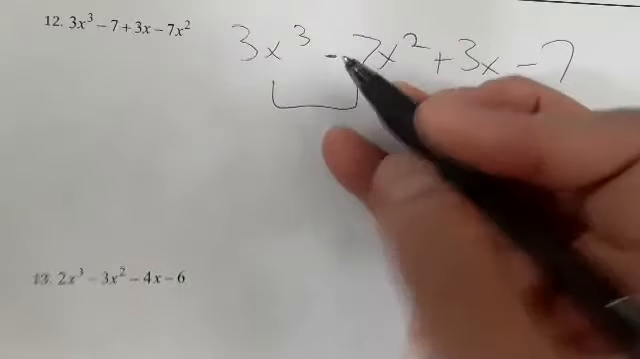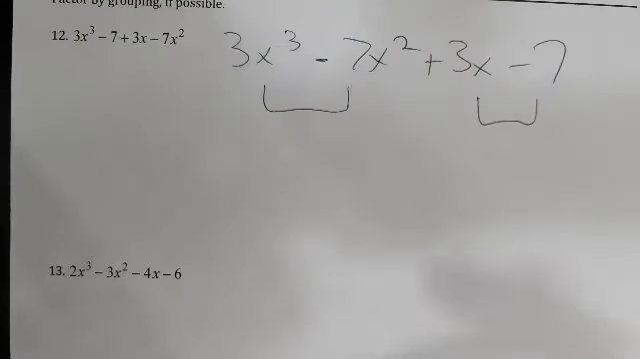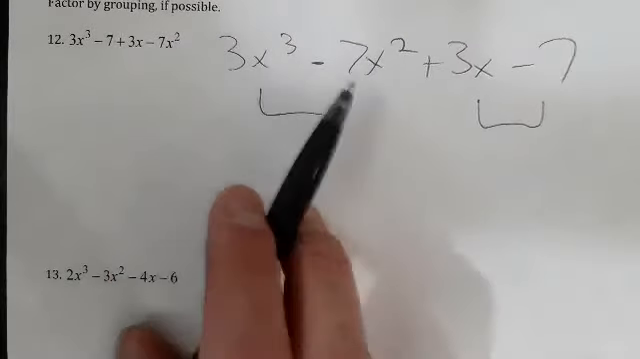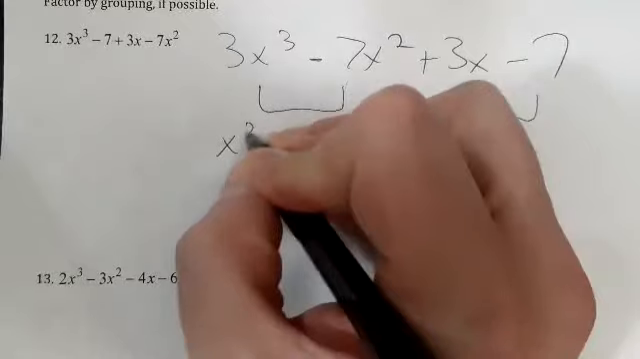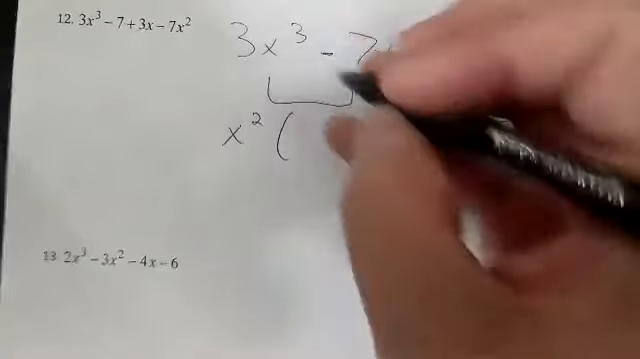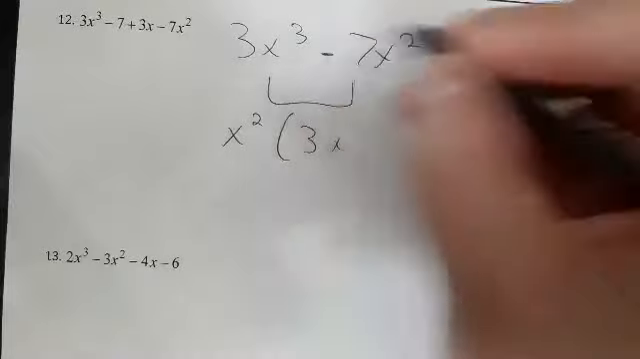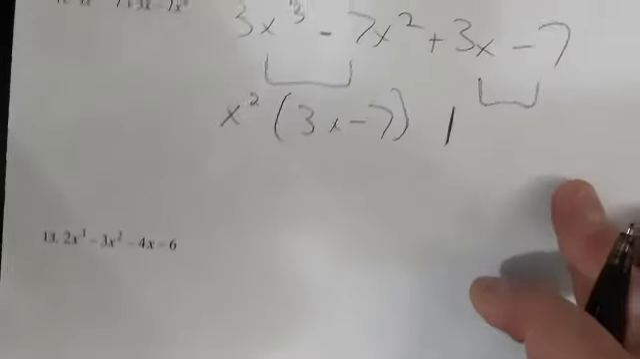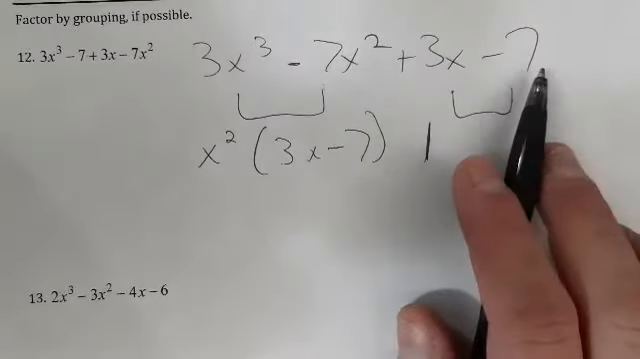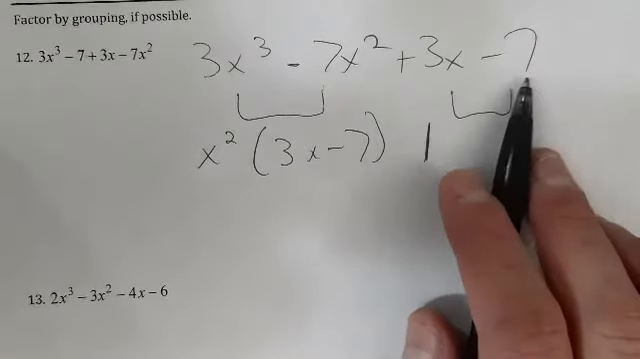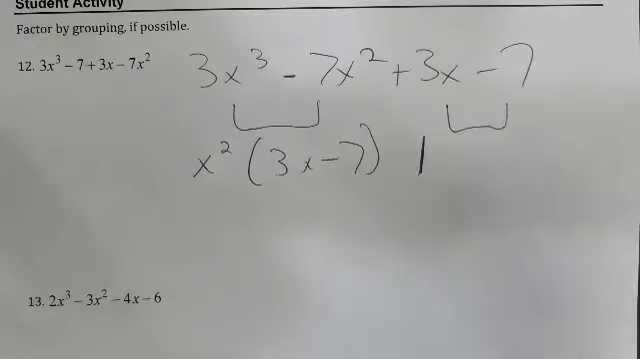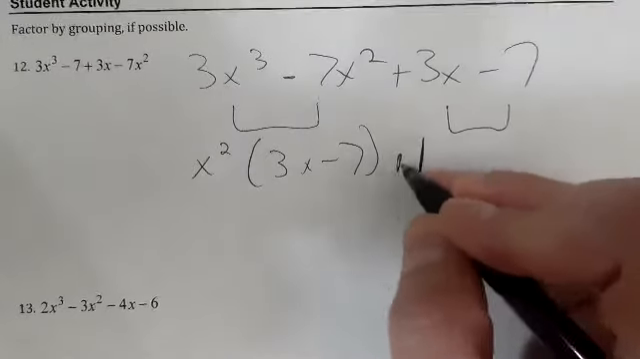Between 3 and 7, there's nothing we can take out of that. They have no common factors. Between an x cubed and an x squared, we can take out an x squared. If we take out an x squared, that's going to leave x. This one and this one, we cannot take out anything. We can't take out a constant between 3 and 7. We can't take out an x. The only thing I can take out is a GCF of 1. So my suggestion is to go ahead and take that out.